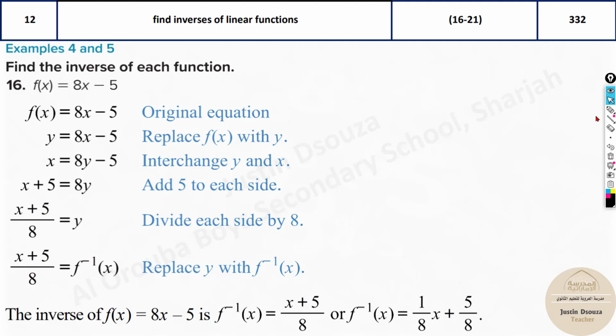Over here, now what they have done is they have simplified it further. This 8, right? They have done the distributive property. X divided by 8 plus 5 divided by 8. So this is it. 1 by 8 x and x by 8 is the same thing.